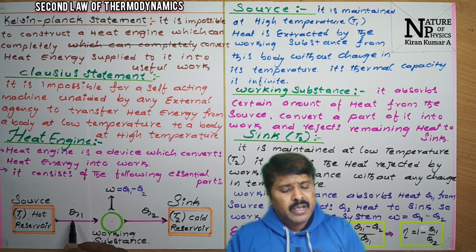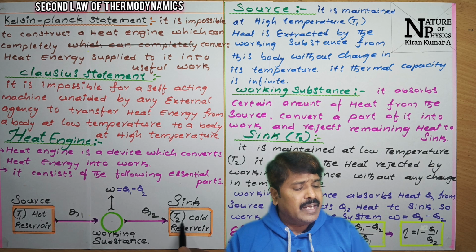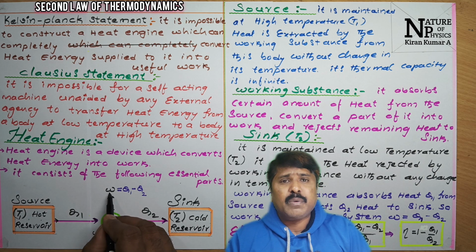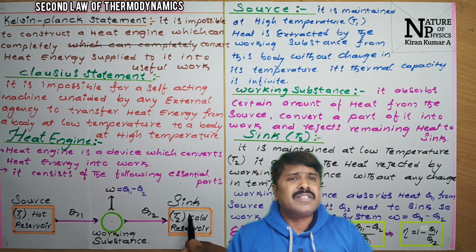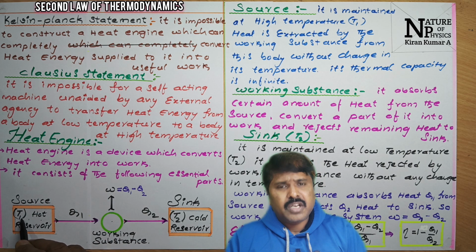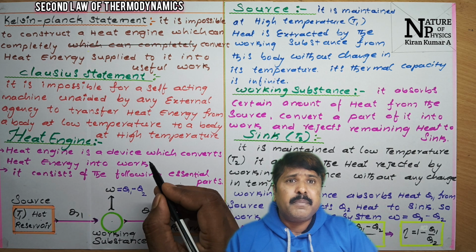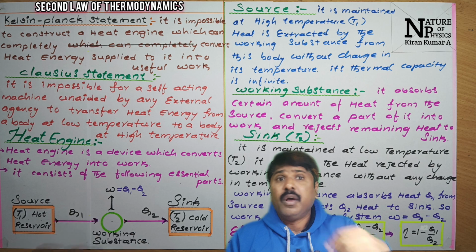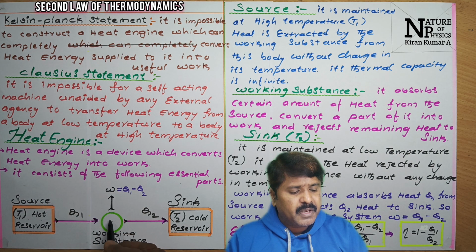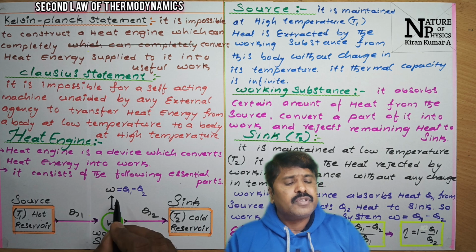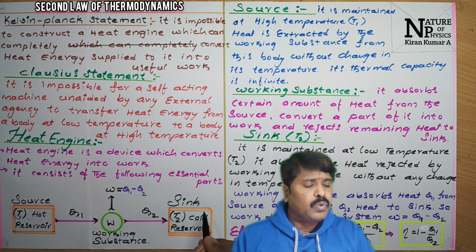Q1 heat energy is absorbed from the source and Q2 heat energy is ejected to the sink. So there is work done by the heat difference between the source and sink. Source is at a temperature T1, sink at a temperature T2. So there is work done by the system in the heat engine. That's why the arrow mark is up from the working substance, student. That work done is equal to Q1 minus Q2.